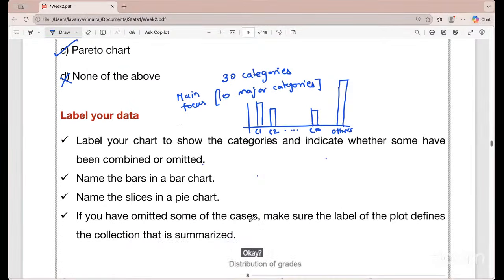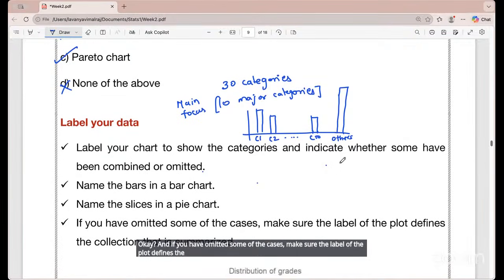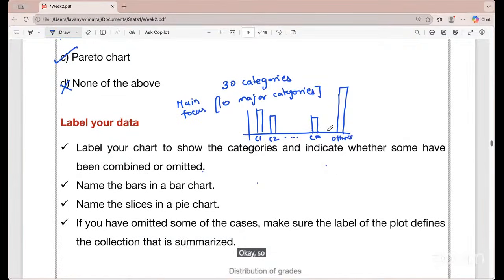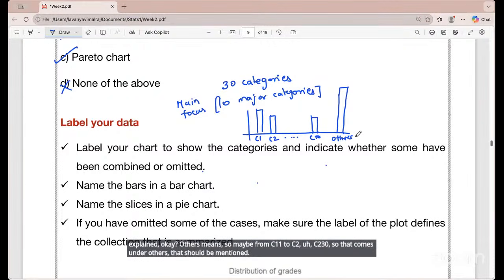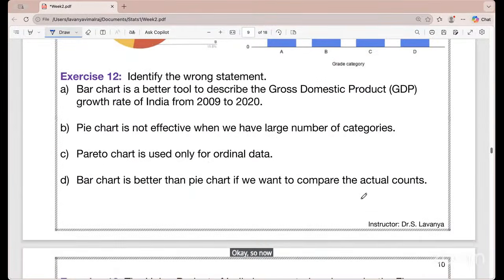And if you have omitted some of the cases, make sure the label of the plot defines the collection that is summarized. So what is meant by others should also be explained. Others means, for example, C11 to C30. That comes under others, and that should be mentioned. So here you see labelings are very important. Now can you read this exercise and see whether you can answer it?